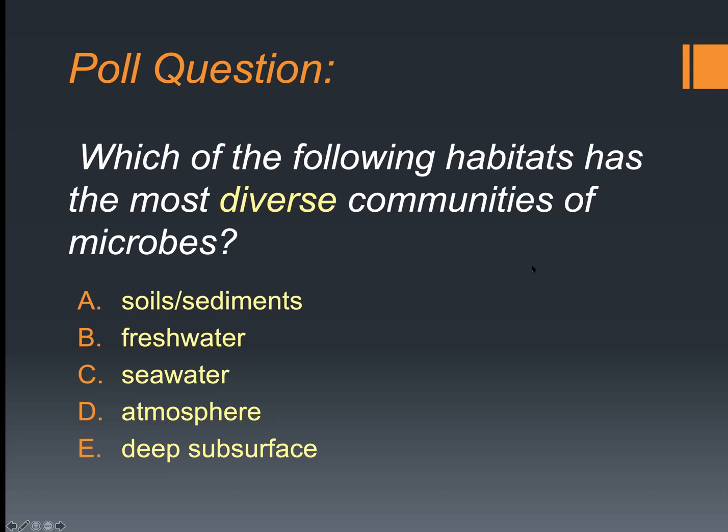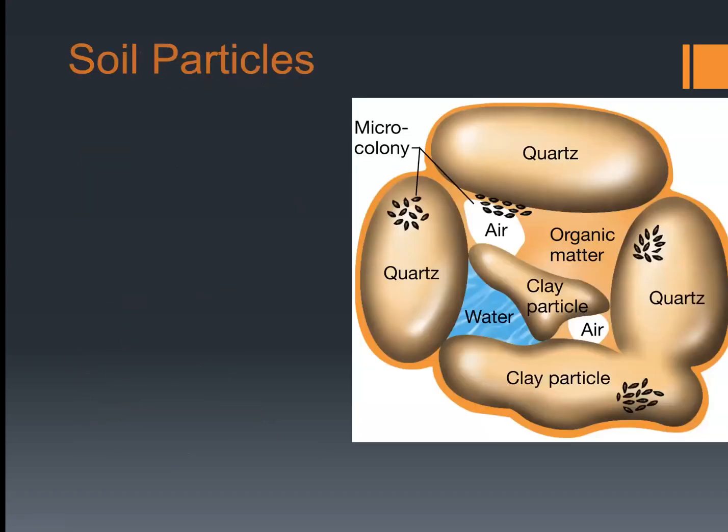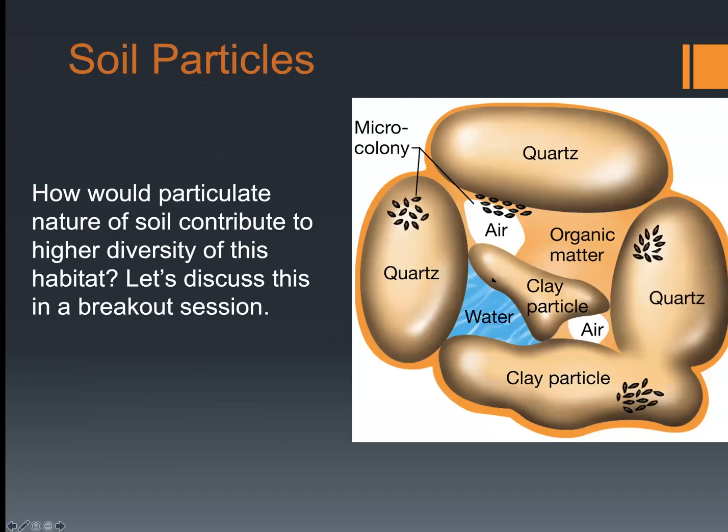So it turns out that in terms of diversity, A is probably the correct answer. It turns out that soils and sediments are often very diverse in their communities. And that's actually the topic that I'd like you to think about in a quick breakout session. So what I want you to discuss in your breakout is, given that I just told you that soils and sediments are often quite diverse in terms of microbes, this is a picture of a typical soil particle. Okay, so take a look at that and then think about how the particulate nature of soil would contribute to higher diversity in this habitat.